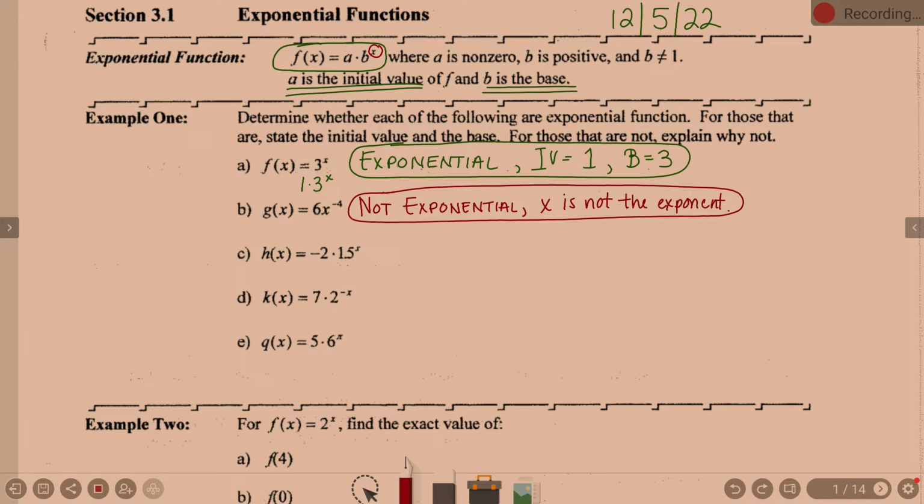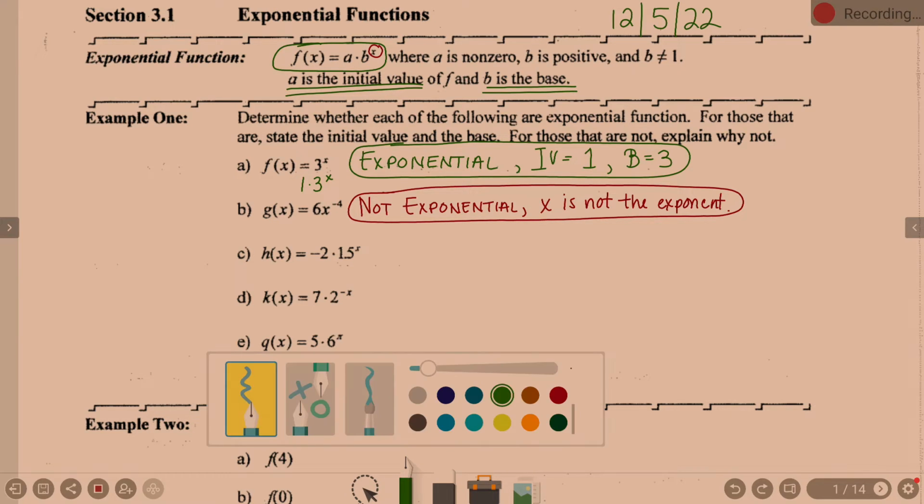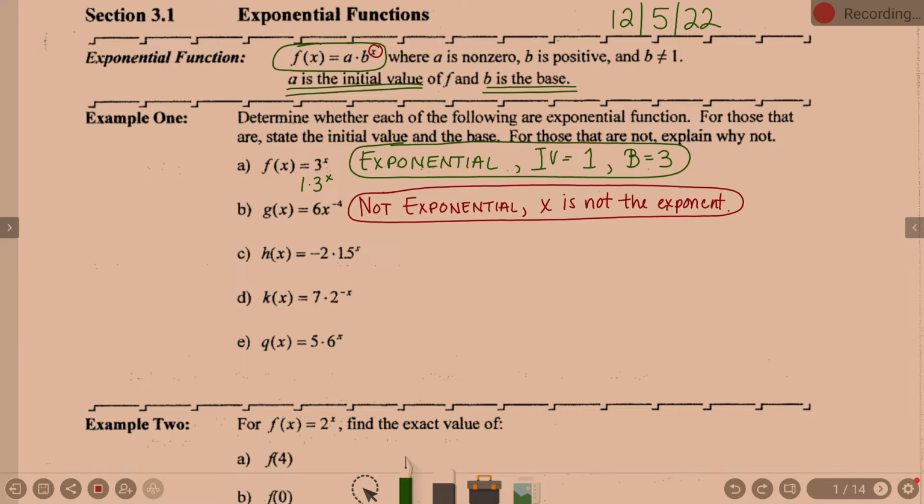C. H of x equals negative 2 times 1.5 to the x. Yes? It says a is non-zero. Non-zero would be not zero, anything except zero. It is exponential. But B is positive. It is positive. But it's a negative. Where do you get the negative from?